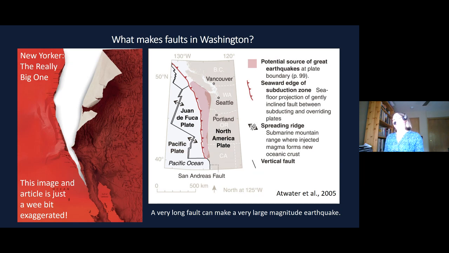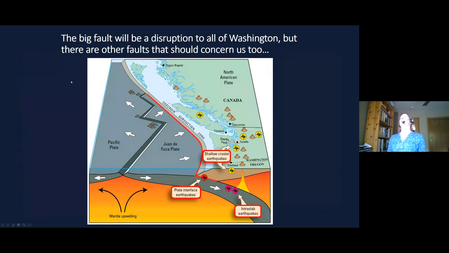And I show this because it really emphasizes an important point: a very long fault can make a very large magnitude earthquake. So it has that potential. And there's this relationship between the length of faults and how large a magnitude earthquake they can make. If it's shorter, it can only make a smaller magnitude earthquake. So of course, if this whole fault slid in one big event, that would be a really important and very damaging event for the state of Washington, and it would cause a lot of disruption.